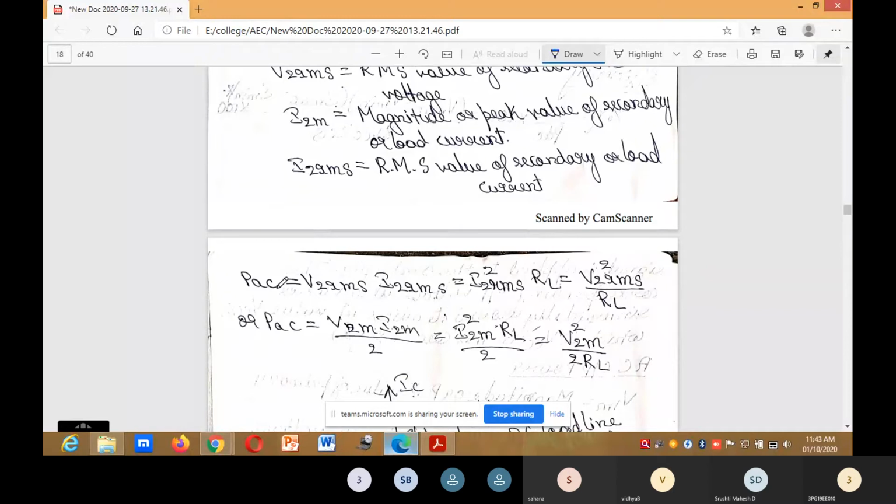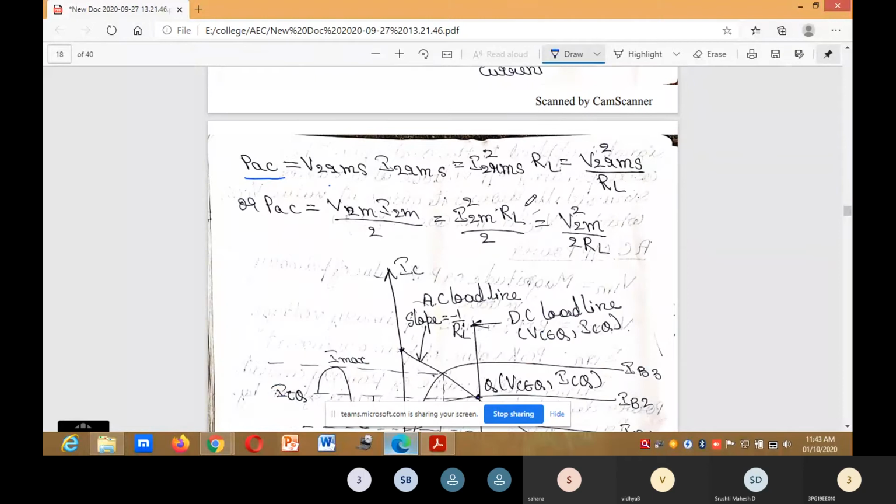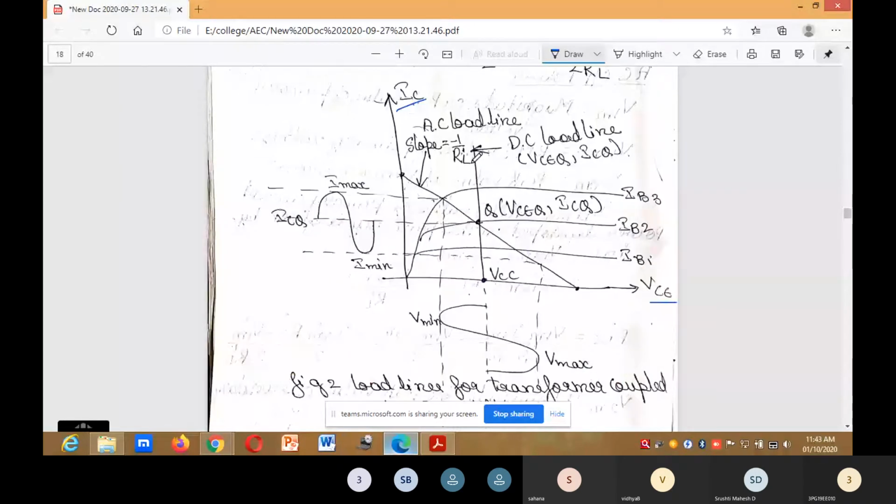For the second case, PAC with V2 RMS, we consider the secondary side and write the same as it is, with V2 instead of V1. This is the graph for the transformer coupled amplifier: IC versus VC. This is the DC load line with slope minus 1 divided by RL, and the coordinates are VCEQ and ICQ.